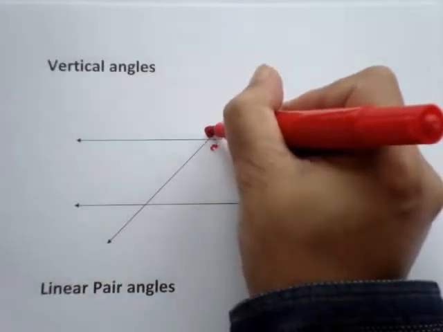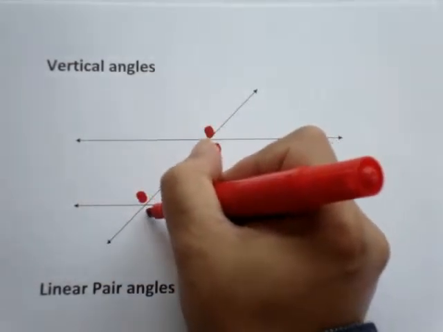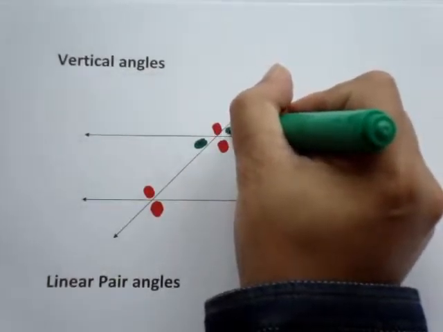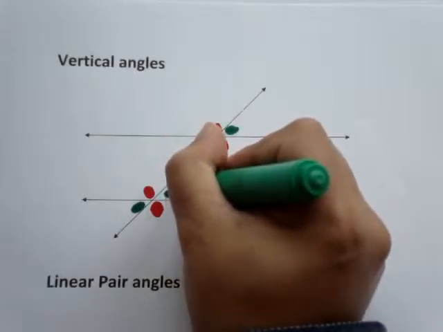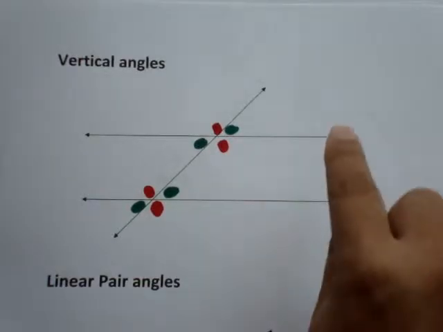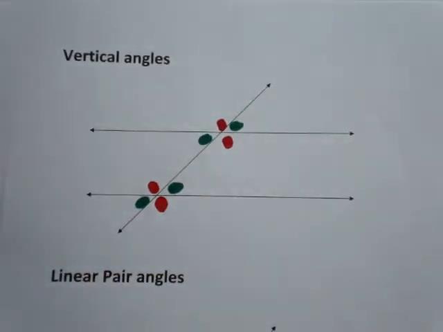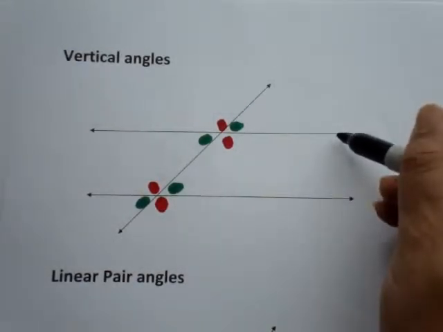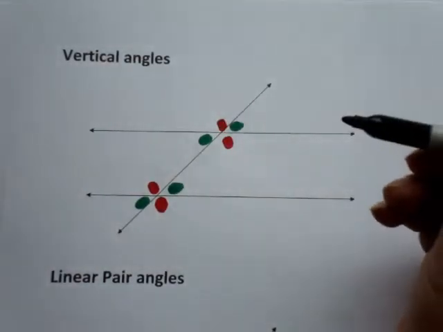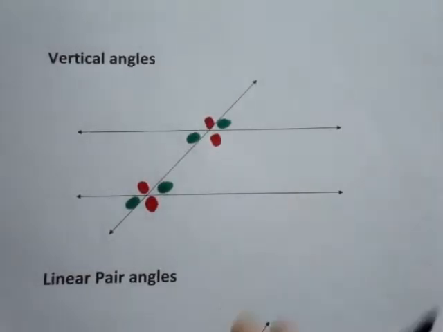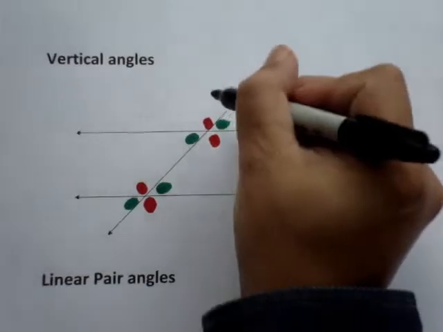Here we have our vertical angles in red, and then also in green. In this diagram, we can see our parallel lines, which are here and here, crossed by a transversal. All a transversal does is cross the line, and this case is a special case where we have two lines which are parallel, crossed by a transversal, and the angles that are formed are special because they fall into pairs. So let's have a look at this special case.